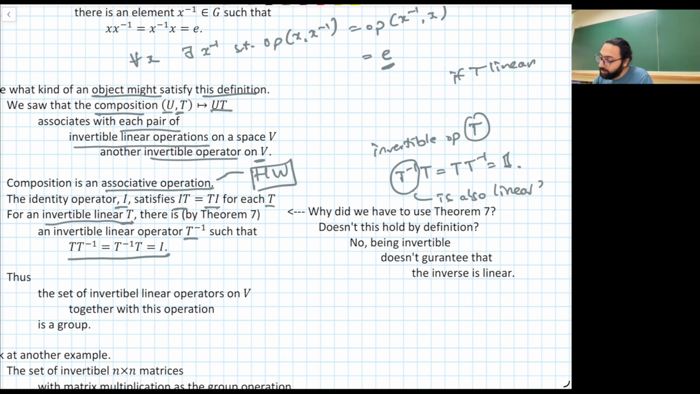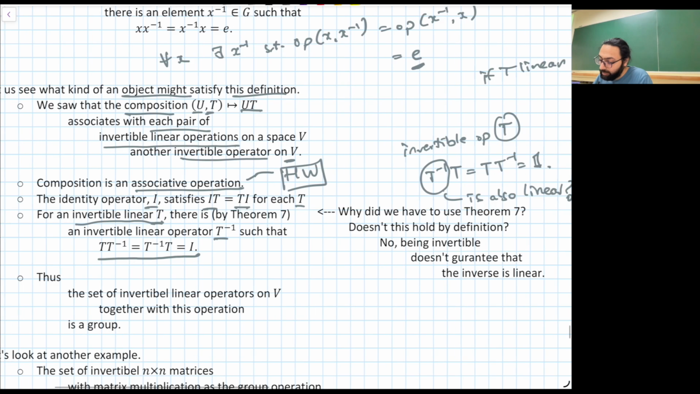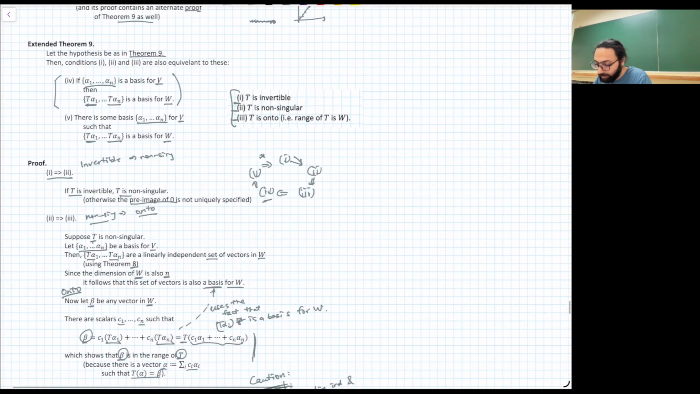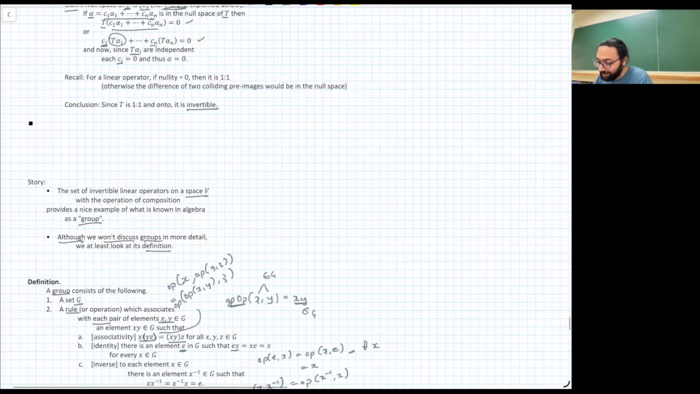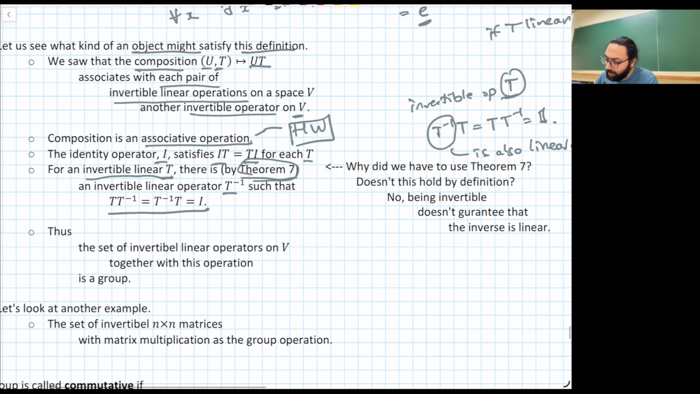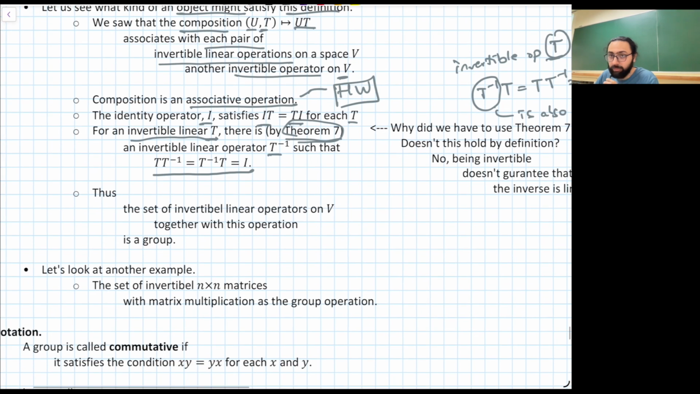Right? This part is not so clear. And it turns out that we either proved or we will prove this, I don't remember now. Did we already prove this? Theorem 7? Yeah, okay. So we're doing theorem 9, so we proved it already. We already proved that if the operator is linear and invertible, then the inverse is also a linear operator. Right? I think we saw it last time. Okay. All right.